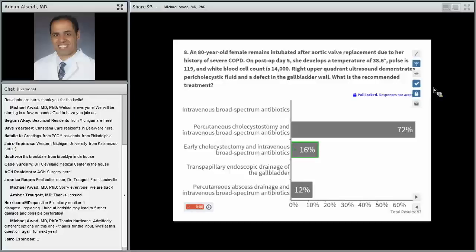And in those settings, the cholecystostomy tube is not going to be as effective, and early cholecystectomy is recommended despite the fact that she's actually intubated and sick. I think the key in that one is the defect in the gallbladder wall with the gallbladder ischemia, which is the indication for surgery there. Right.